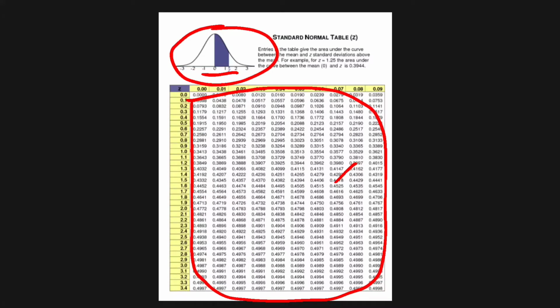So sa paggamit ng table na ito, wala tayong negative tsaka positive. Dahil symmetrical nga siya, kung negative, sa positive pa rin tayo titingin. Okay, so yan yung unang table.